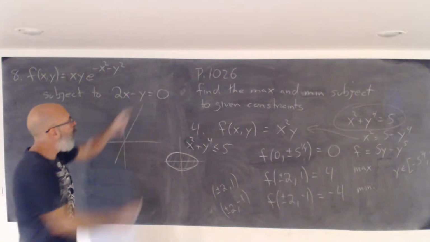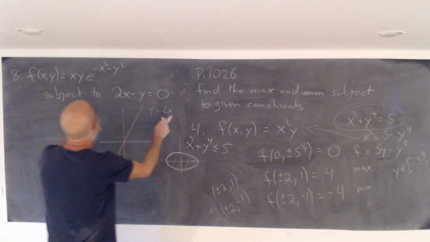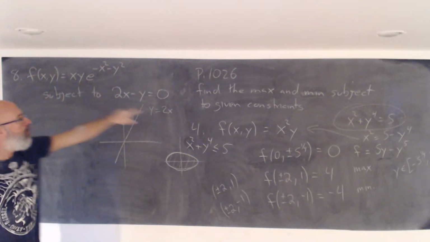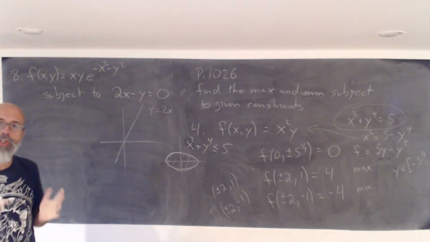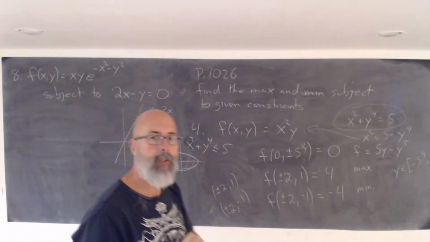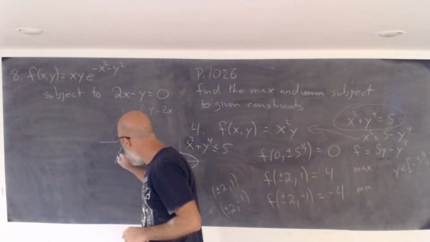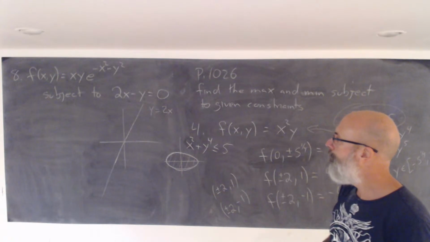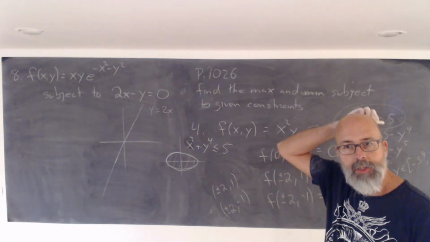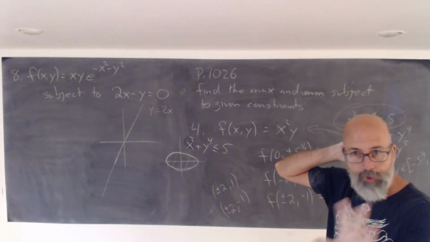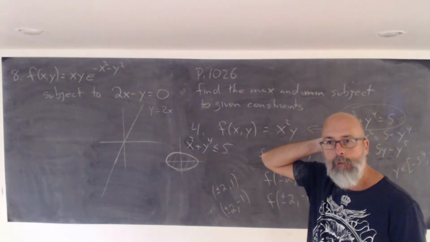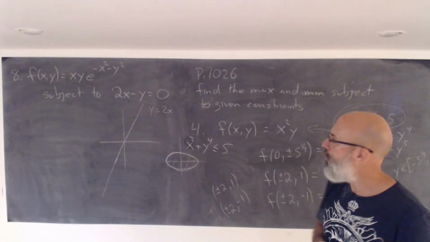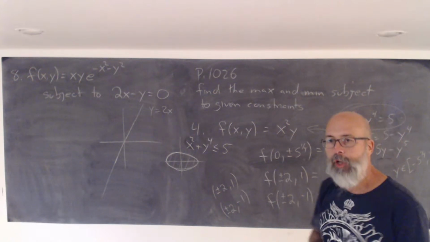So you could solve for y, right? Y equals 2x. You could plug in 2x for y, and now you would just have a function of one variable, where x can be anything. X varies from negative infinity to positive infinity. So you could translate this into a function of one variable and do the regular Math 140 business, and that would be fine. But let's do it using Lagrange multipliers instead.